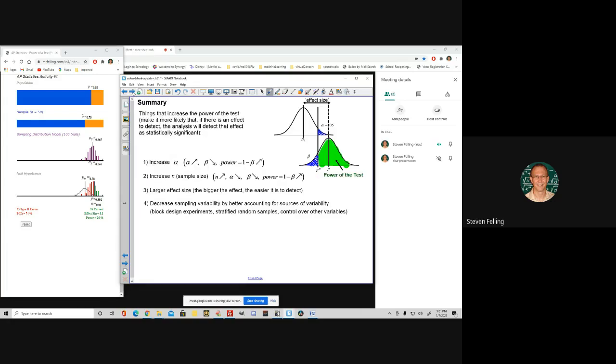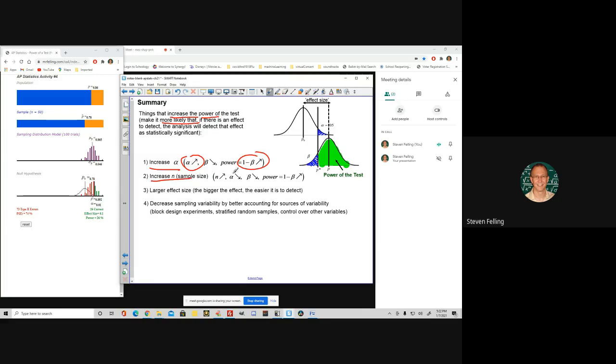All right, and then this is important too, to know what can we do to increase the power of the test, because we always want to make the test as likely as possible to detect the effect if it's there to detect. One way is you can increase alpha, because if you increase alpha, beta goes down, and the power of the test is 1 minus beta, so that makes it go up. You can increase alpha. The downside to that is the likelihood of a type 1 error increases. You can also increase the sample size.